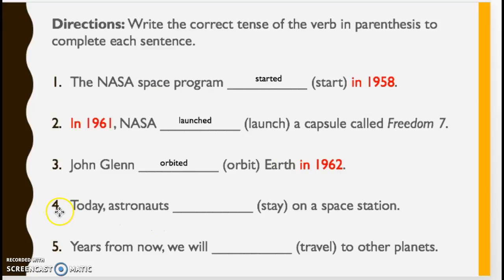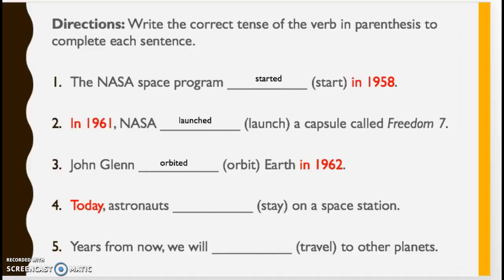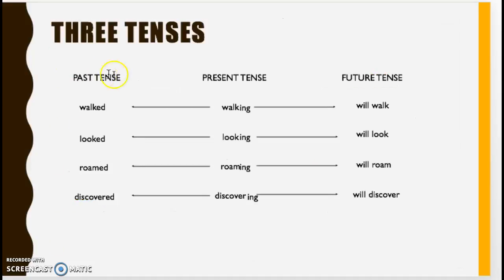Ready, set, let's read. Today, astronauts blank on a space station. Do you see any words that would help you decide what tense to use? If you said today, you would be correct. Does today tell me if it's the past, the present, or the future? If you said present, you would be correct. And if you remember, we discussed how we can say the present by adding ing.